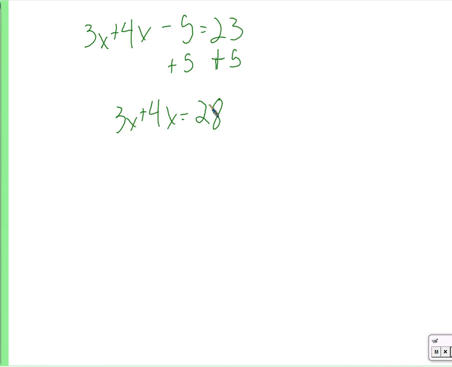What do you do here, Charlie? Add 3x. 3x plus 4x, 7x equals 28. And Johnny? You divide by 7 on both sides. Divide by 7, we get x is 4.